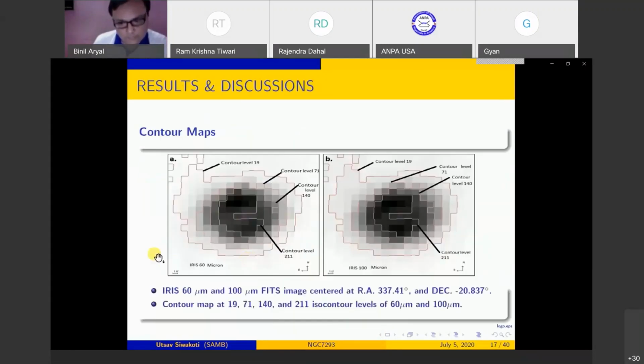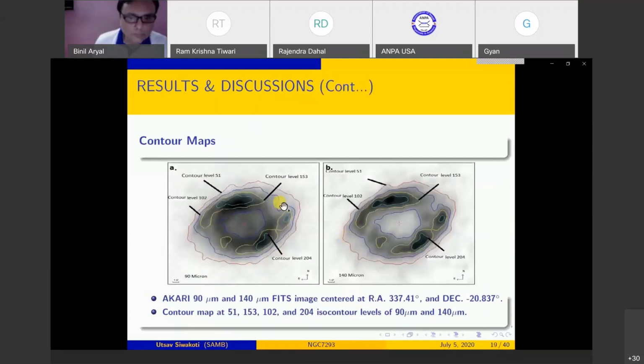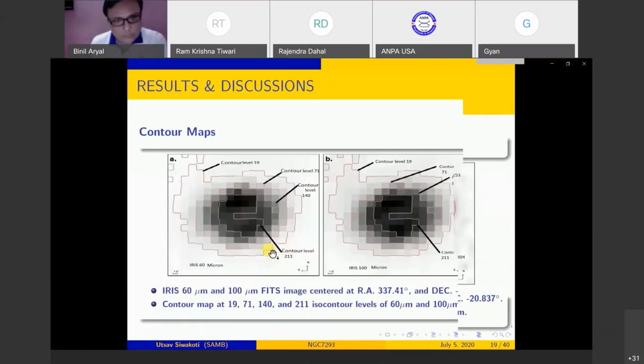This is the contour plot. So we use it for lower wavelengths, in 60 micrometer. We drew a few contours, and the same contours were used for higher wavelengths. Similar work was done in case of Akari. Now you can see there is a lot more pixelation in Akari than in IRIS.